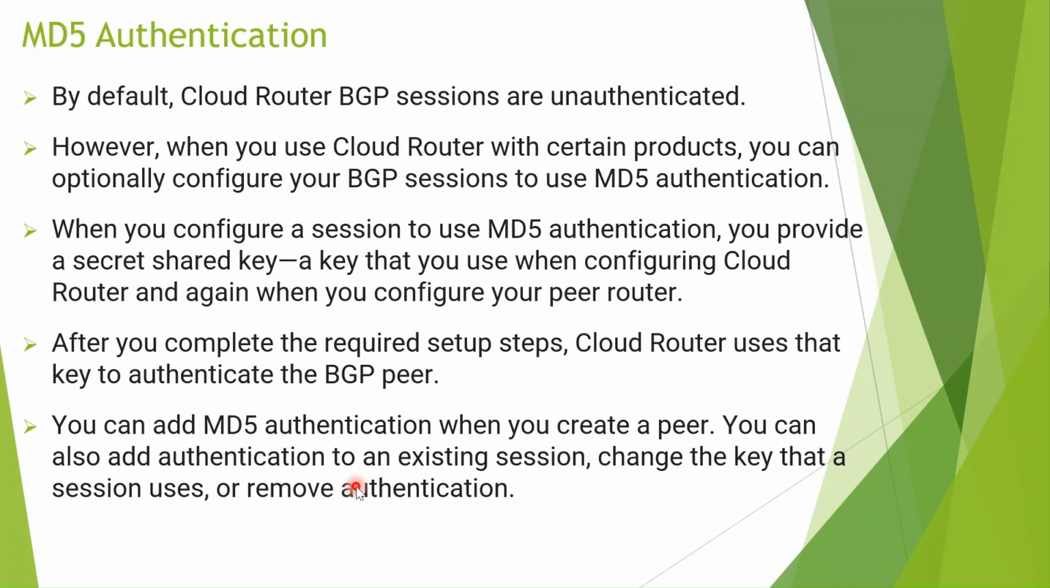We can add MD5 authentication when we create a peer, or we can also add authentication to an existing session. We can change the key that the session uses or remove authentication. If we add authentication or change the key, it is possible that BGP will flap, and your traffic will drop and come back up. So these are the options I wanted to cover.